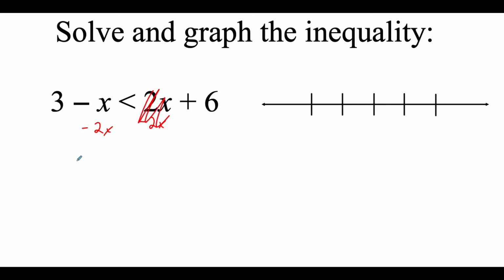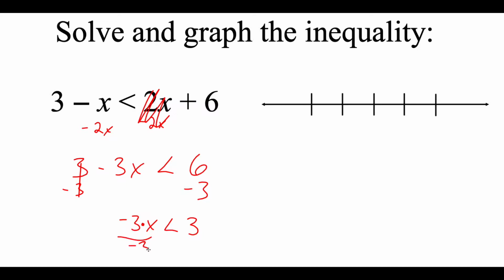So that's going to leave me with 3 minus 3x is less than 6. Now, I want to get rid of that 3 on the far left-hand side. That's a positive 3, so we will need to subtract 3 on both sides. That's going to leave me with negative 3x is less than 3. Now, we've got a negative 3x, so that really means negative 3 times x. So we're going to divide both sides by negative 3.